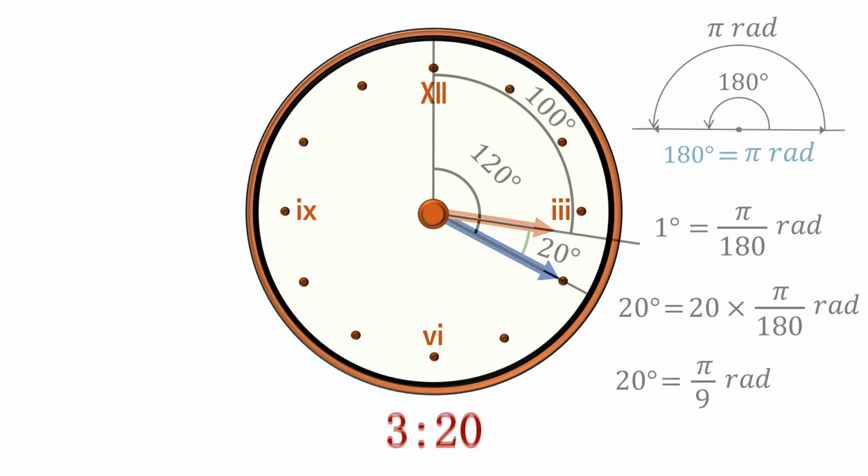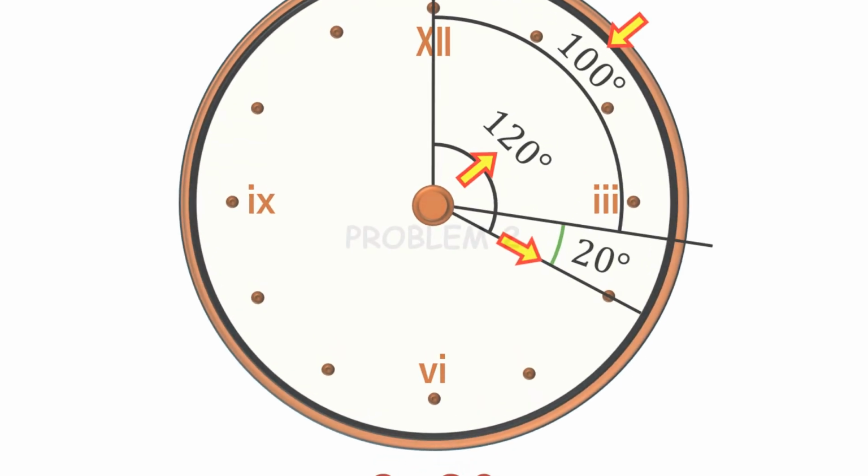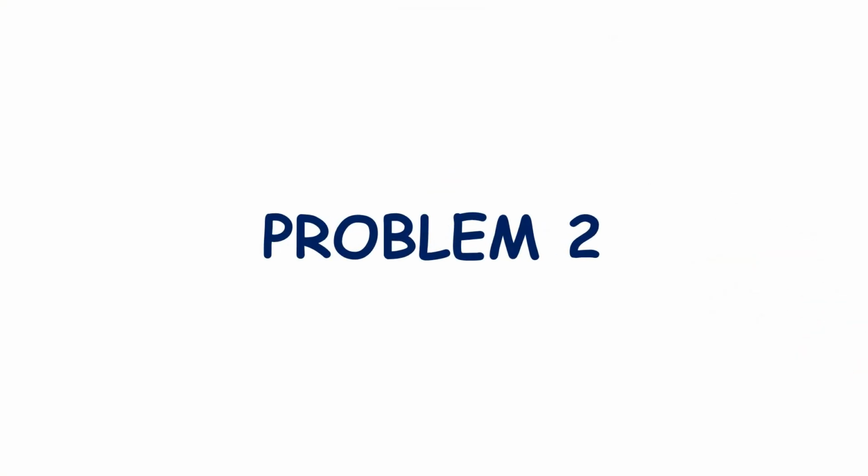The important idea to remember is this: always find the position of each hand first and then take the difference between them. Once you understand this method, you can solve almost any clock angle problem. Now let's move on to our second problem, which is slightly more challenging than the first one.